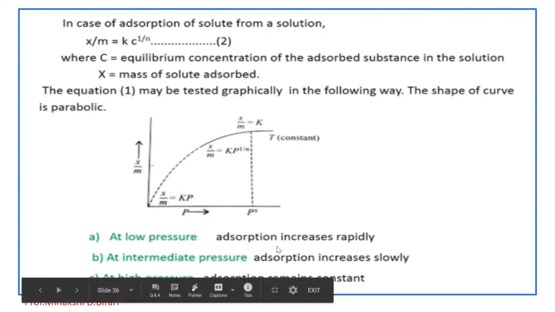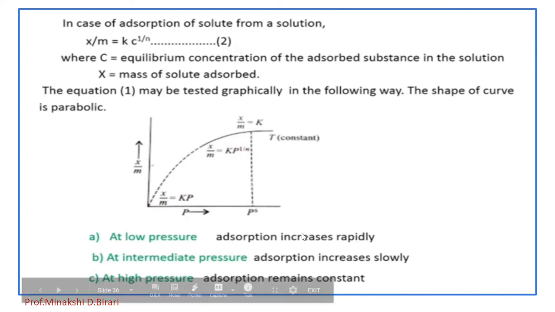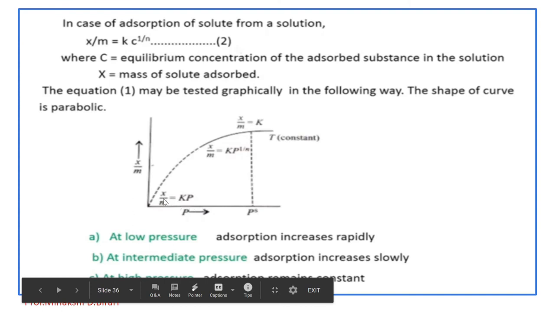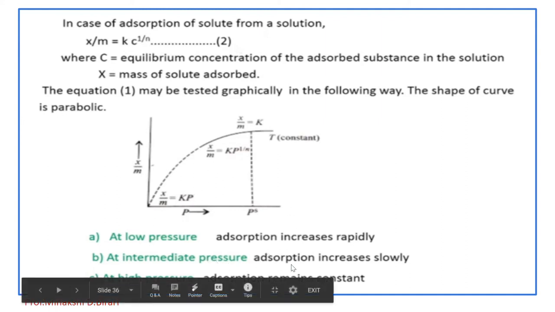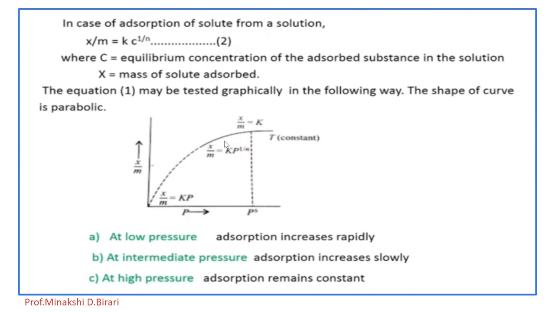So, at low pressure, adsorption increases rapidly. The amount of gas adsorbed per unit mass of adsorbent is directly proportional to pressure, that is x upon m is equal to k into p. Then at intermediate pressure, x upon m is proportional to p raised to 1 upon n, that means at intermediate pressure adsorption increases slowly, and at higher pressure adsorption remains constant, x upon m is equal to k. The amount of gas adsorbed per unit mass of adsorbent remains constant, so the shape of the curve is approximately parabolic.